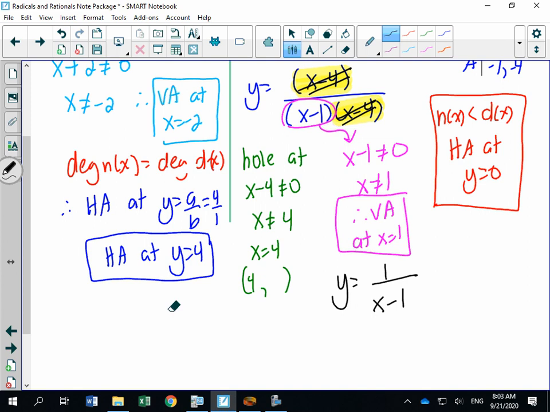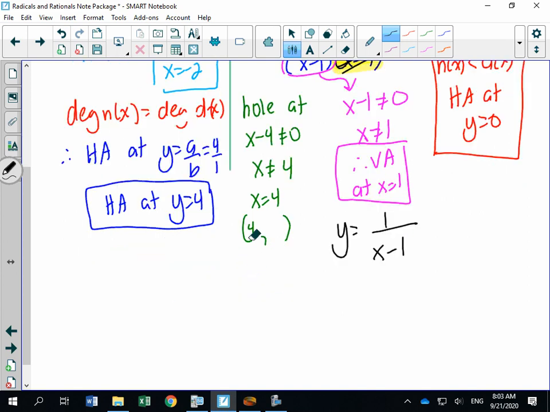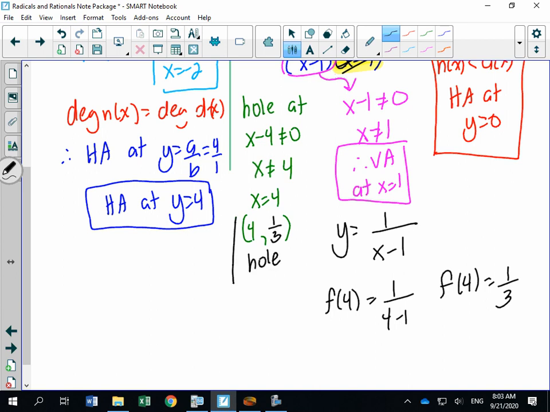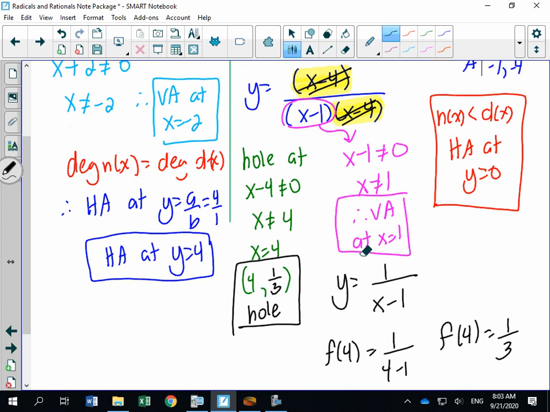And now I'm going to put in that x is 4. So I'm going to calculate f of 4, and I get 1 over 4 minus 1. F of 4 is equal to 1 over 3. So I'm going to have a hole or point of discontinuity at the coordinates of 4 and 1/3. I'm going to have a vertical asymptote at x is equal to 1. And I'm going to have a horizontal asymptote at the line y is equal to 0.